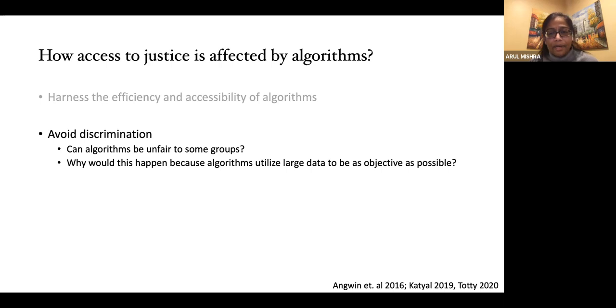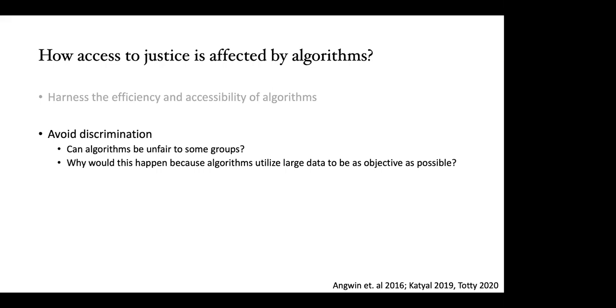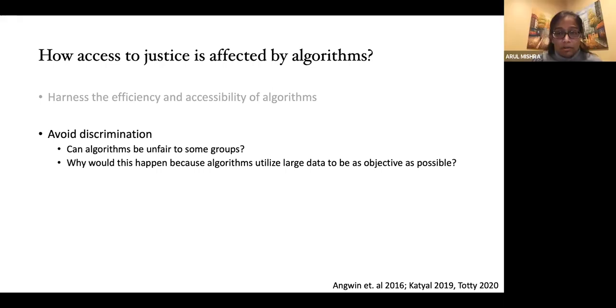It should not discriminate across groups, because algorithms, by their very nature, are using thousands of pieces of information, right? They have the ability to crunch through a lot of data. So if they are crunching through a lot of data, then they should be very objective. But is that so? Are they always very objective? Instances have been found where that may not always be so, right?